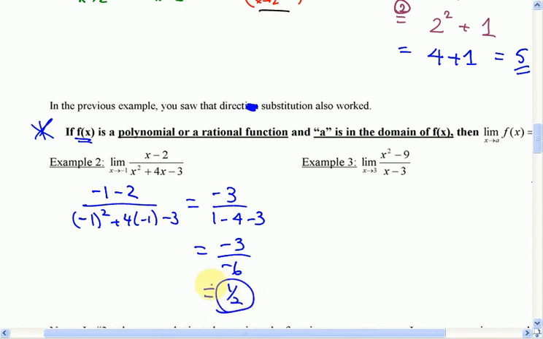And that's it. Okay. Notice that the value of a, which is negative 1 in this case, is in my domain, right? It's not one of my non-permissible values, so we're good. Okay. Let's try number 3 now.